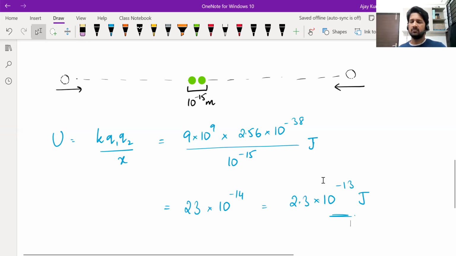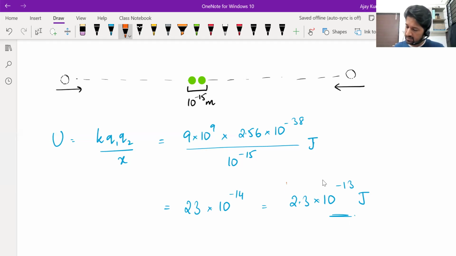But if you want a large number of protons to undergo this reaction, let's say 1 gram of hydrogen you want to fuse. 1 gram of hydrogen means 1 mole of hydrogen, right? Because the atomic mass of hydrogen is 1 gram per mole. 1 mole is how many atoms? 6.023 into 10 power 23 atoms. If those many nuclei fuse, then you will need this energy multiplied with that number, 6 into 10 power 23. Then it becomes a large amount of energy.